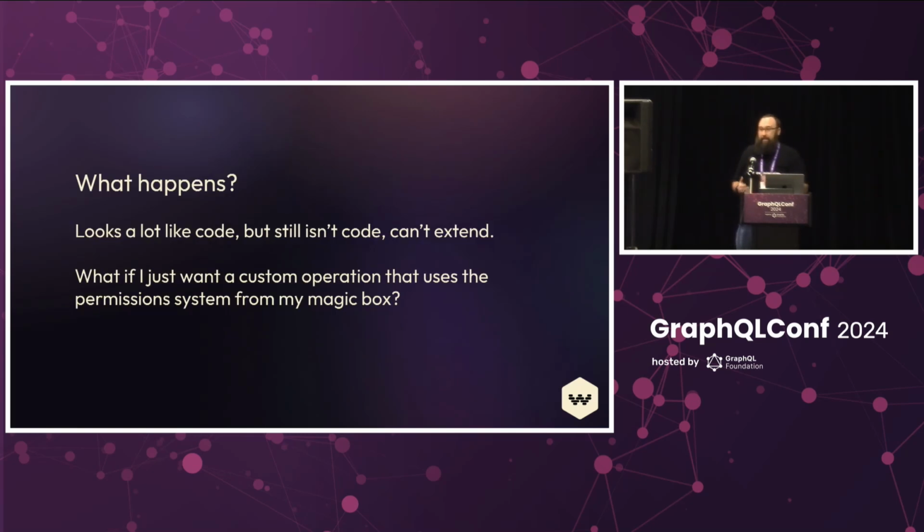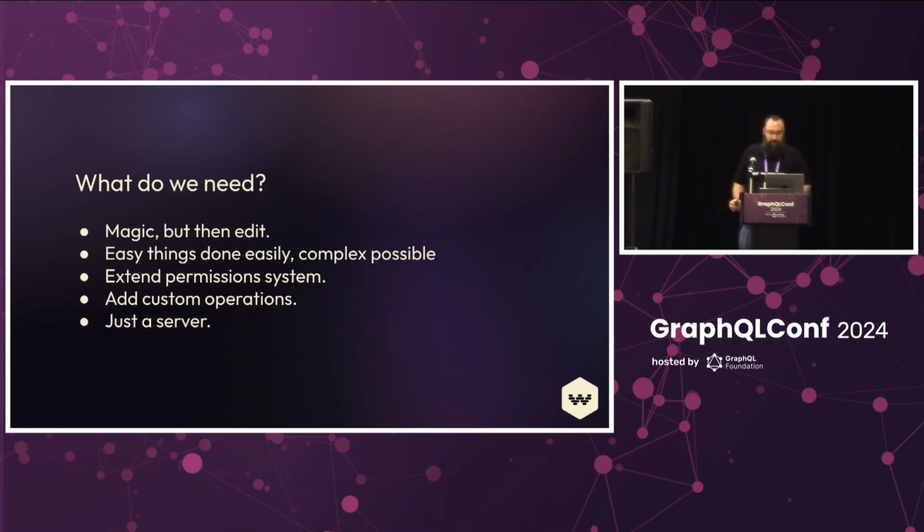So we kept hitting this problem where we're working along, everything's great, then we hit one requirement, and boom, now you have to write everything again. And that was really frustrating. I just want to be able to tap into the permission system from that magic box. I want to be able to get full create, retrieve, update, delete. And then I want to be able to extend that. And so this is largely why we've built what we've built. So I need magic, but I need to be able to edit it, and I need to be able to add custom operations, and I want the result of this to be just JavaScript, just a Node.js server, so that I can deploy and run it wherever I want.